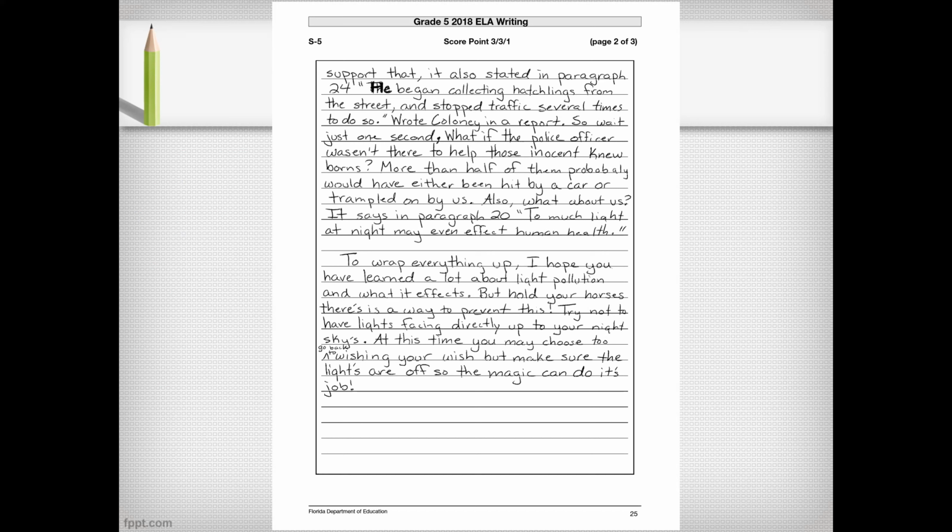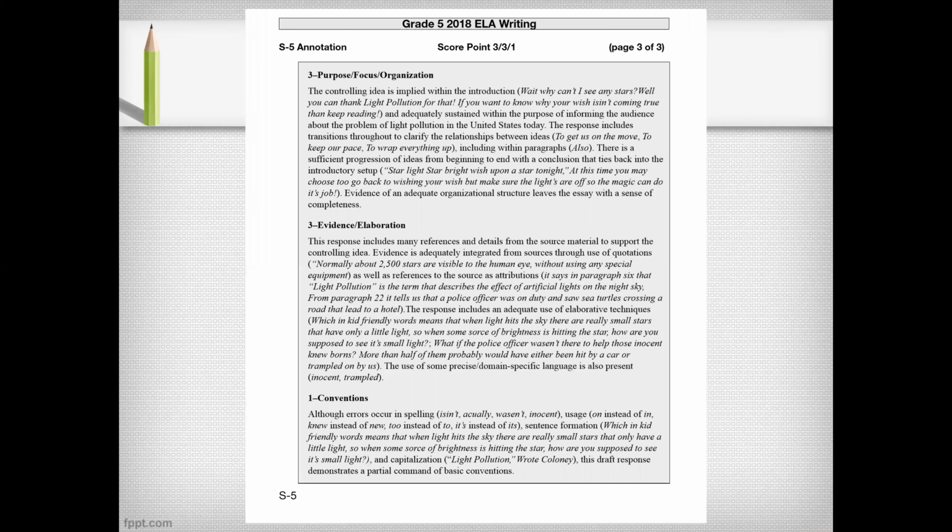But let's talk about how this paper falls within proficiency on the first 2 domains, but does finally drop in that conventions score. If you see here in the annotations, the controlling idea is implied within the introduction, but we are able to determine it, and it's adequately sustained within that purpose, audience, and task. It does have transitions to clarify relationships. When it gets to evidence and elaboration, there are many references and details from the source material, and they're adequately integrated. Then you have an adequate use of elaborative techniques and some examples of those.